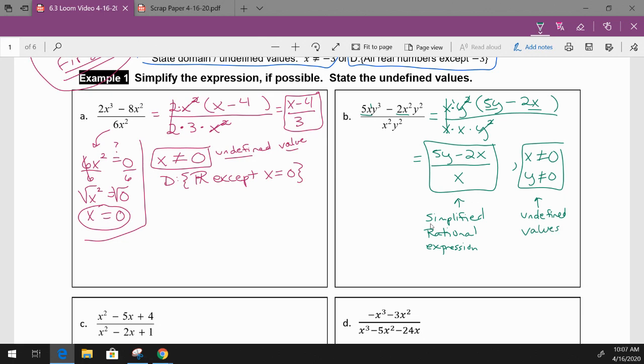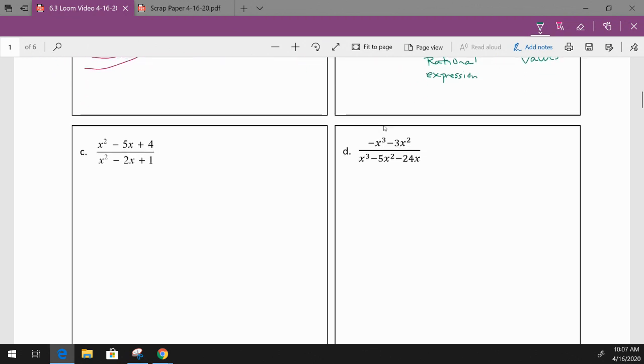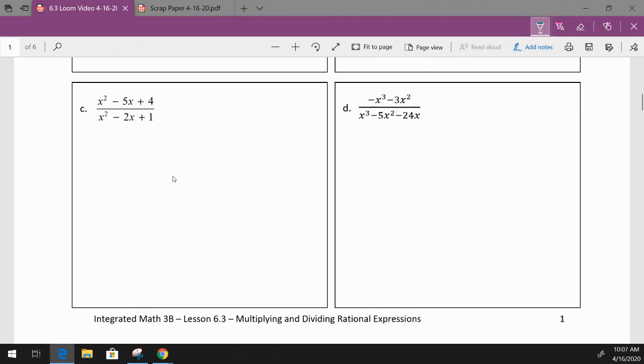All right, so there's a couple examples of those where we had a couple binomials and a monomial. Well, now we're going to have to do a little bit more factoring. So we've got this trinomial in the numerator and a trinomial in the denominator. Again, you have to factor first.